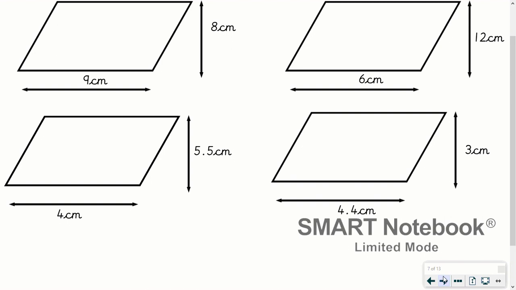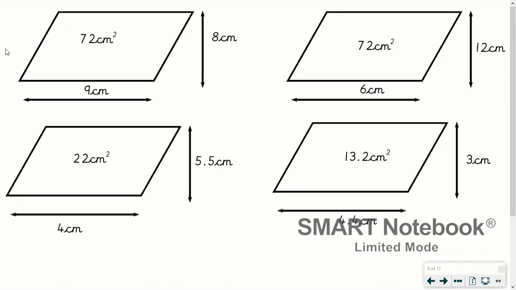Fantastic. Right, let's have a look at some answers. So, area of this one, 9 times 8, was 72 centimeters squared. This one here, 6 times 12, was again 72 centimeters squared. This one here, 22 centimeters squared. And then your final one was 13.2 centimeters squared. Hopefully we did okay on those.